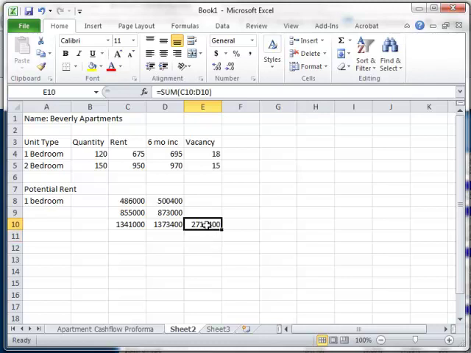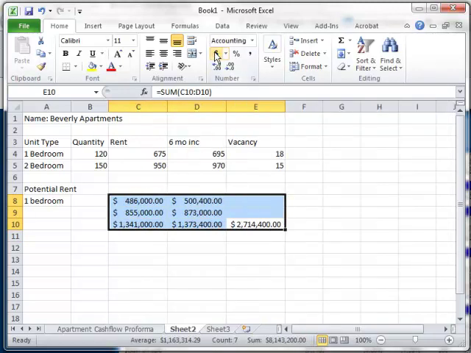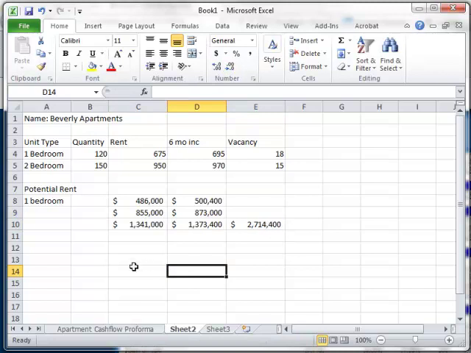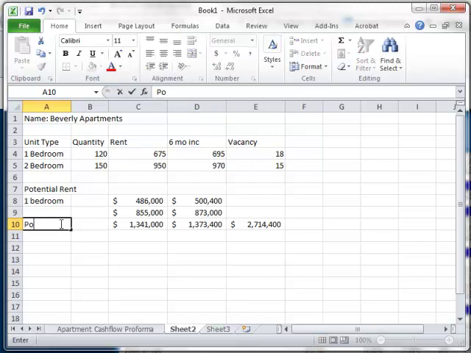$2,714,400. It would be a little easier if I format these as dollars using that little button right there, and if I want to get rid of some of those decimal places, I can use the decrease decimal button right there. A little easier to read. So we have potential gross rent. Our potential gross is right there, which is what I would get if they were all rented.